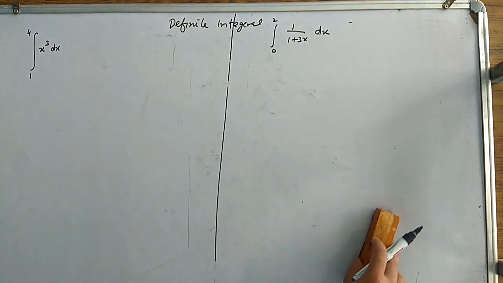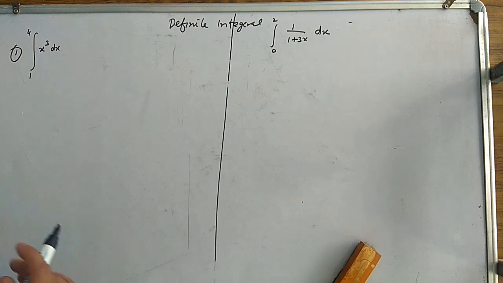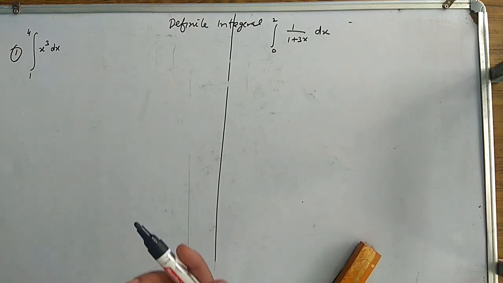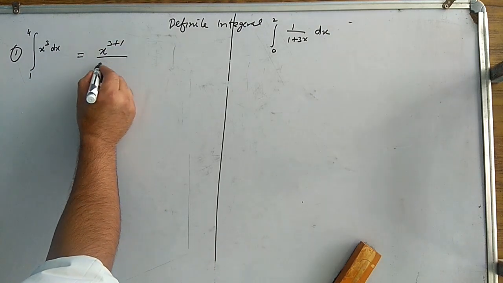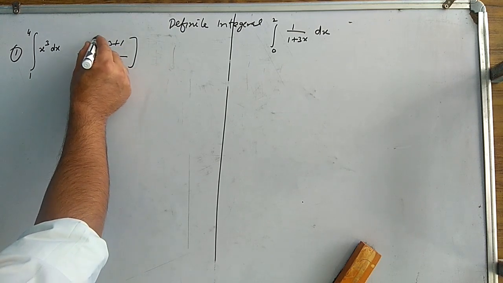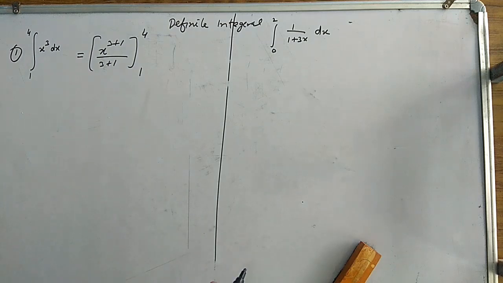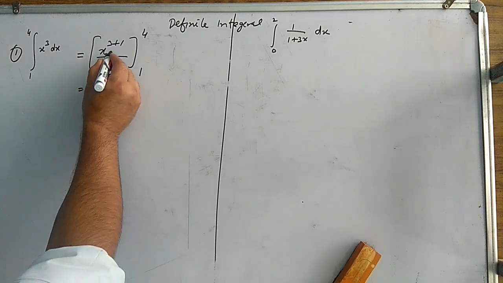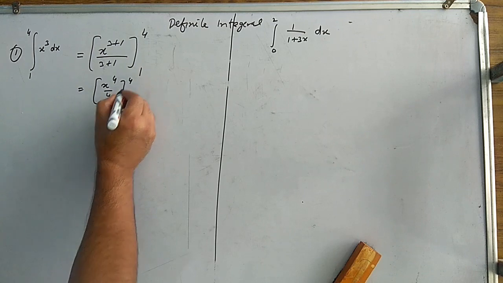Now see this question. I have this first question here: x to the power 3. Now you can see the integration without the limit is very easy. You can do it easily with that formula, right? Let us do. It is equal to x^(n+1) divided by n+1. Now 1 is the lower limit, 4 is the upper limit, right? This way we will write. So inside this becomes x^4 divided by 4, and limits again 1, 4.